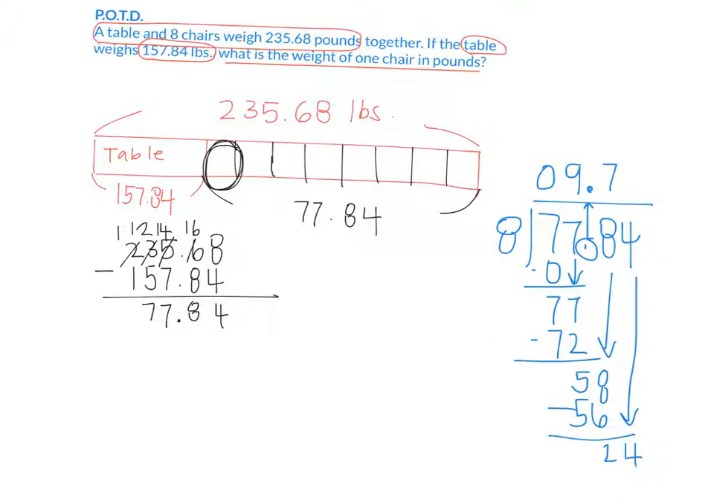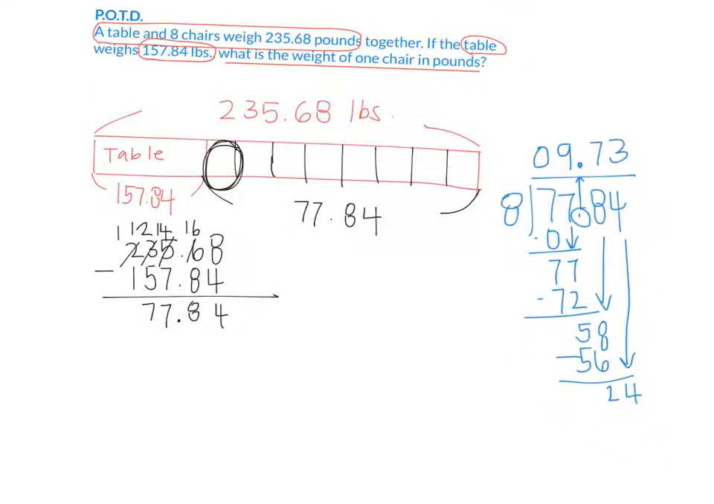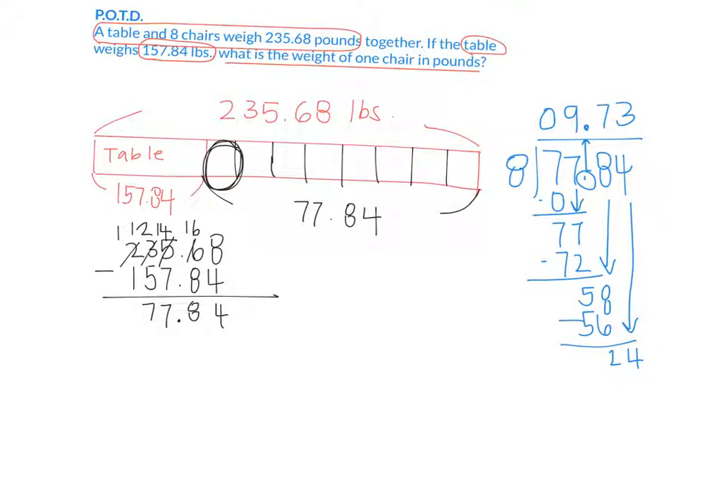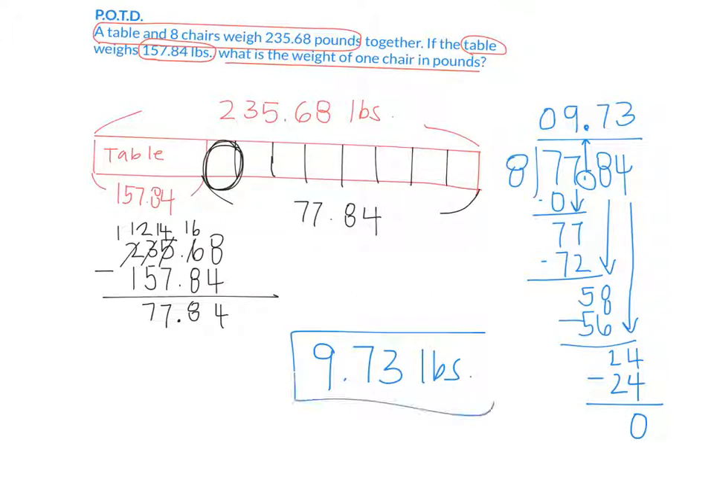22. So if I have 24 hundredths and I want to put them into 8 groups, Jaden, how many can go into each group? Good. Do you guys see why it's important to know your math facts really well? If you don't, you should be practicing them at home. Okay. So then how many did we use up? 8 times 3 is? 24. So how many do we have left? 0. When we get to 0, we know we're done. So how much does each chair weigh in pounds? 9.73 pounds. Very good.